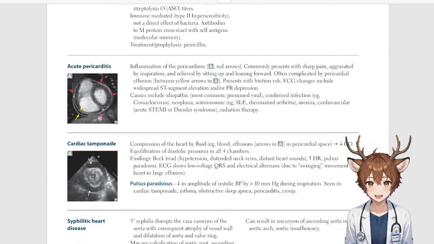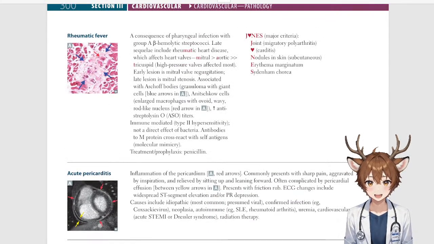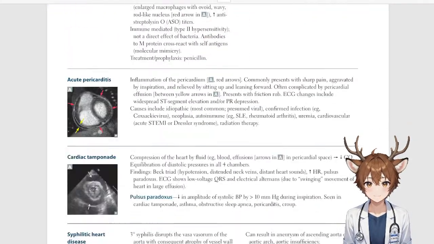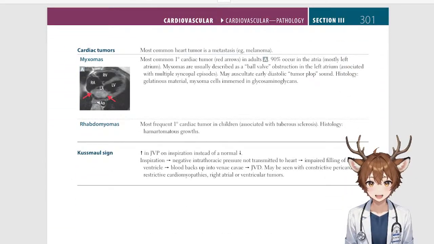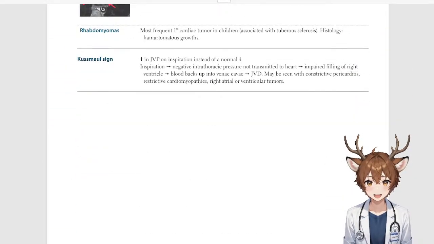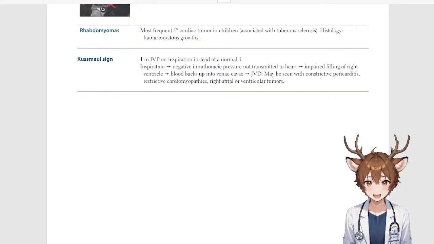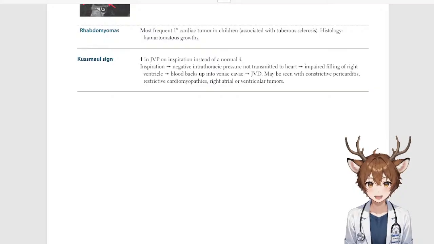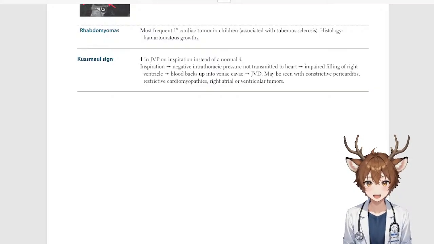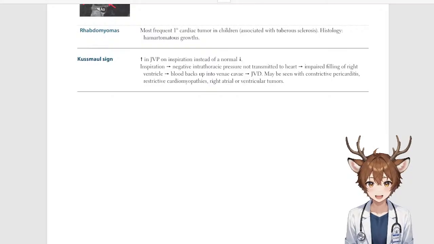So let's talk about Kussmaul sign. We have basically a little bit less than a page and a half, and then we're going to be finished with the pathology section and transition over into the pharm section. So Kussmaul sign. Paradoxical increase in JVP on inspiration. Normally, inspiration leads to a negative intrathoracic pressure, leading to an increase in venous return, which leads to a decrease in JVP.